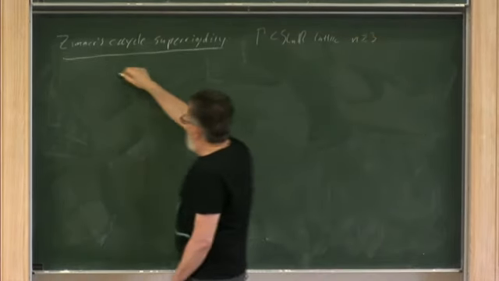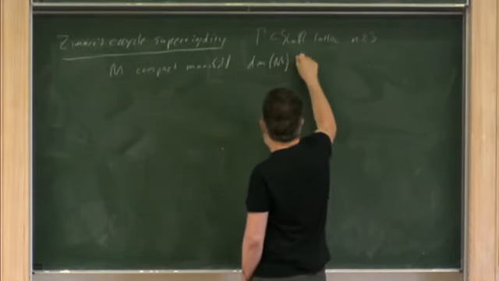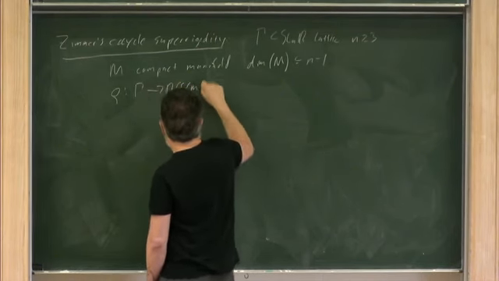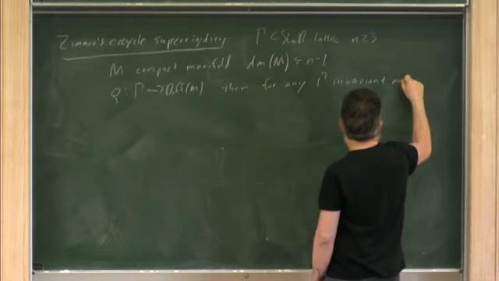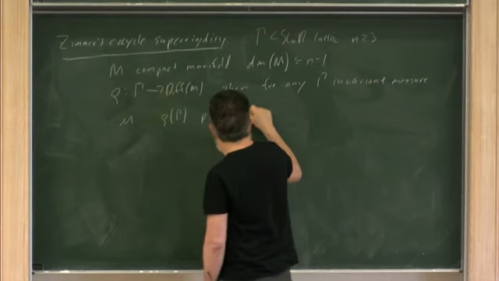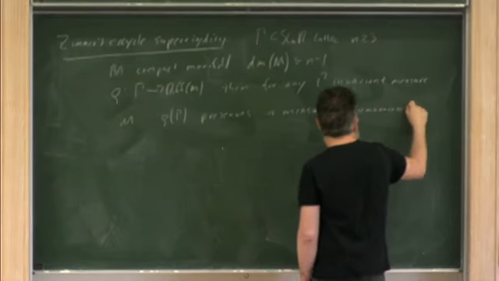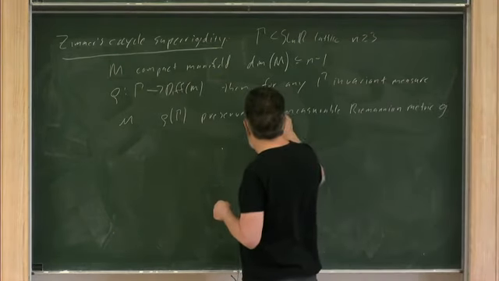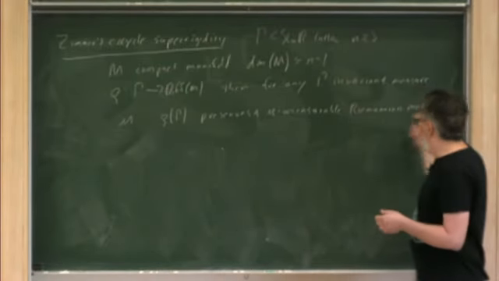n is going to be at least 3, M is going to be a compact manifold, the dimension of M is going to be less than or equal to n minus 1, and I'm going to have rho from gamma into Diff(M). The statement is that then for any gamma-invariant measure mu, rho of gamma preserves a measurable Riemannian metric, which we'll give a name, g. Measurable, if one wants to be precise. So in this case, there's an invariant metric as long as there's an invariant measure.